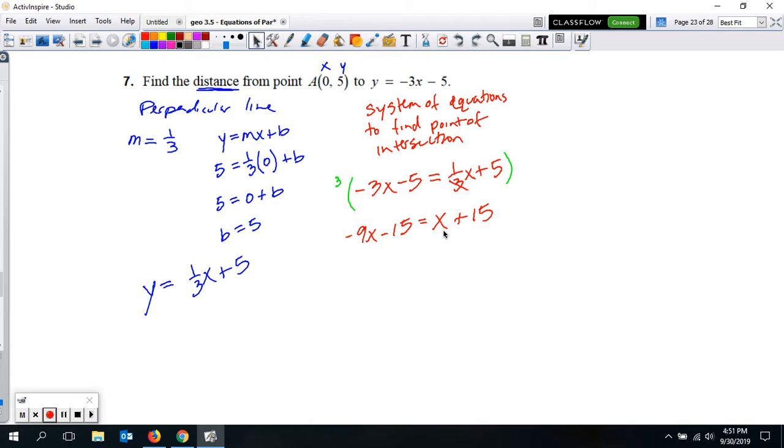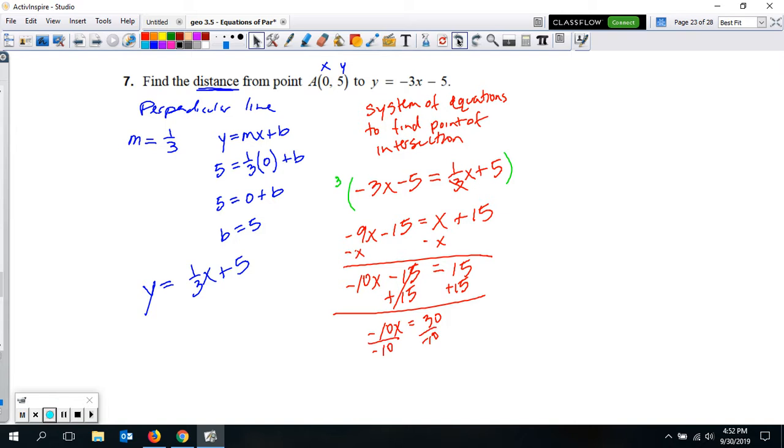Now what we want to do is get the x's on one side, these numbers on the other side. So I'm going to subtract x from both sides to bring that over. That cancels the x's here, makes negative 10x on this side. And now I'm going to bring the 15 this way. I'm going to add 15 to both sides. And so it cancels my 15's here. 15 plus 15 is 30. So now I'm going to see a negative 10x is equal to 30. Divide by negative 10, and that's going to give me a negative 3 for x. So x is equal to negative 3.